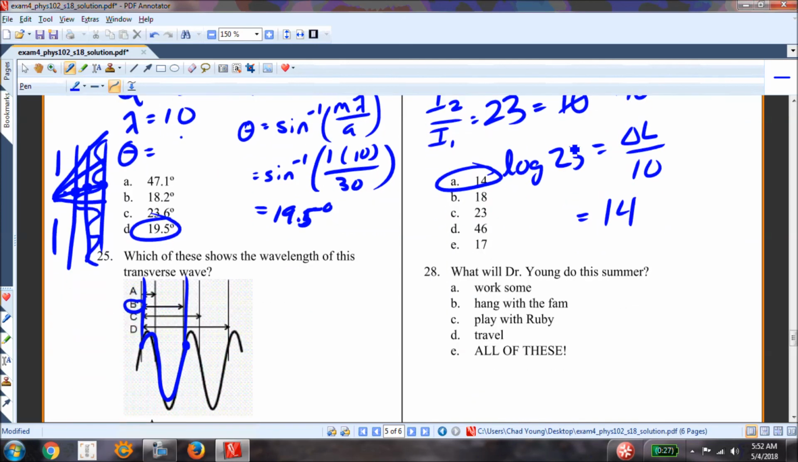What am I going to do this summer? Well, I am going to work some. I'm going to hang out with my family and friends. I'm going to play with our dog. I think we're going to travel. So E is the right answer. Usually if it's in all caps, that means that's the right answer.